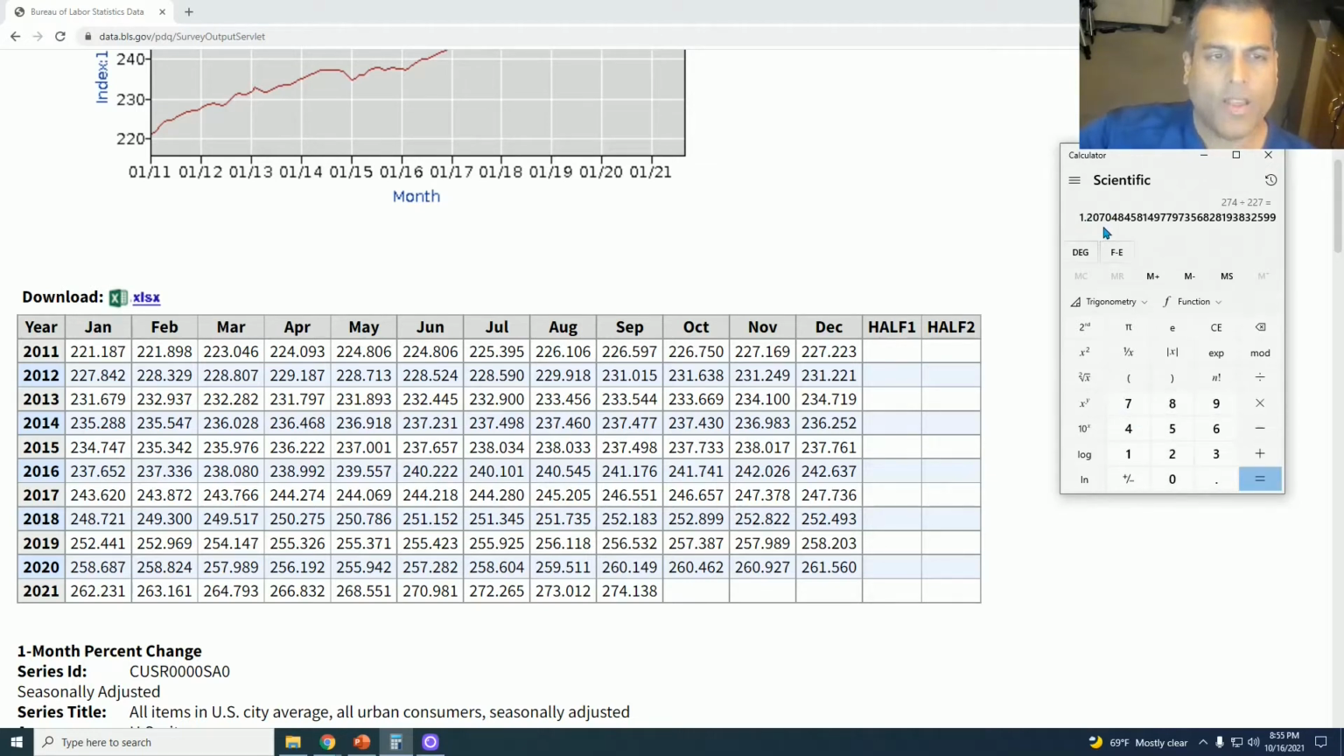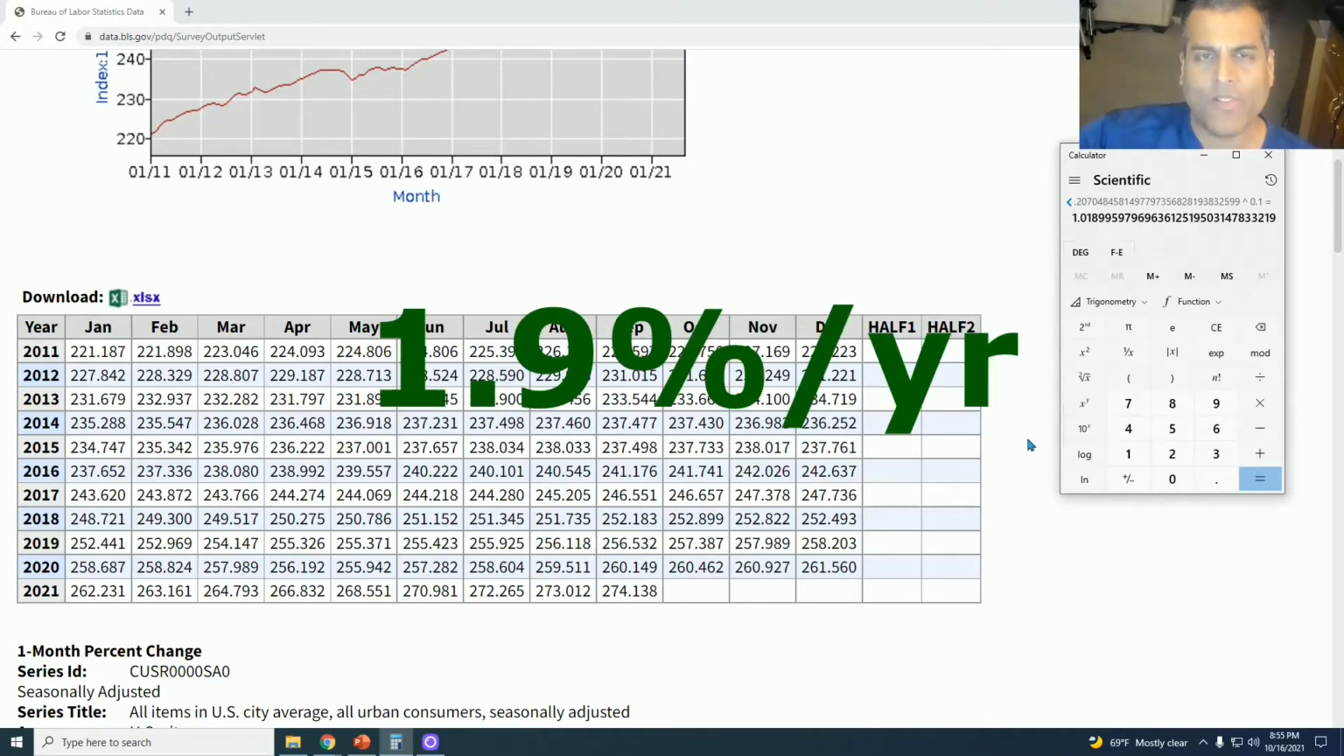1.207, which means the 10-year total inflation has been 20.7%. But in order to find how much that is per year, we take the 10th root. So we take x to the y power of 0.1. That is to show the 10th root of that number to get the annual compounded rate. I hope everyone understood the arithmetic of how that is. And there you have it. It is 1.9% a year.